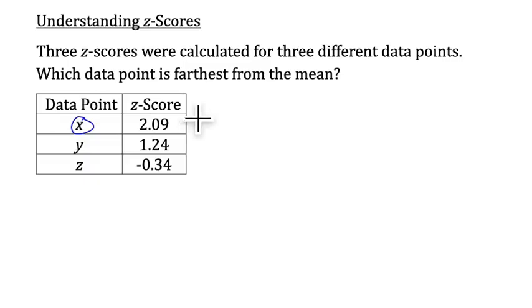So x is more than 2 standard deviations above the mean, y is a little bit more than 1 standard deviation above the mean, and z is just a little bit below the mean, but less than 1 standard deviation away from the mean.